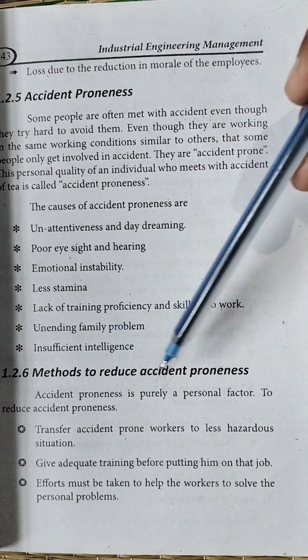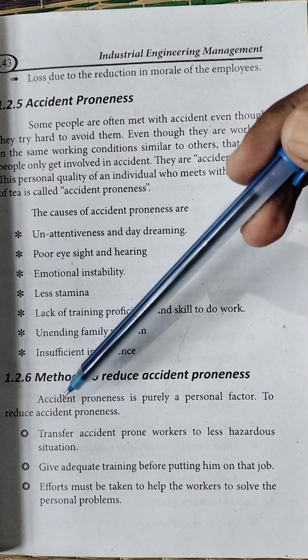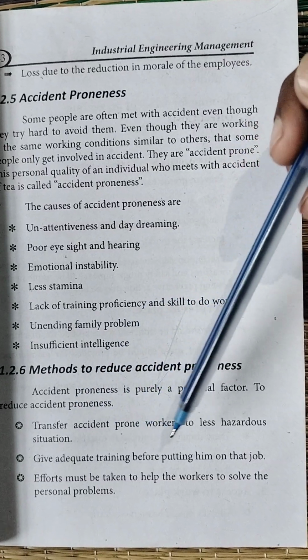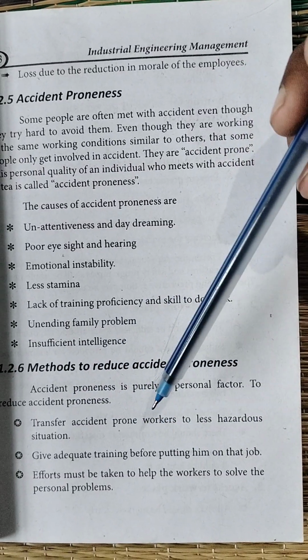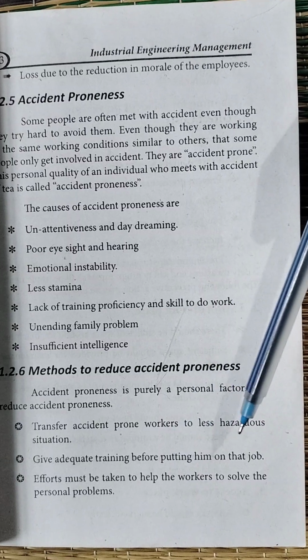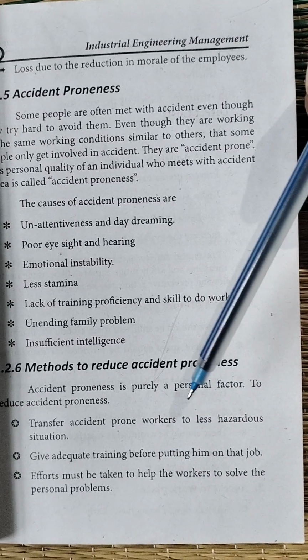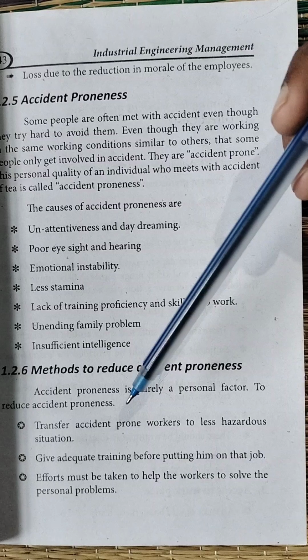Methods to reduce accidents in the industry. So first point, transfer accident-prone workers to less hazardous situations. It's important that when a hazard is produced in the industry, the workers go to the assembly point.